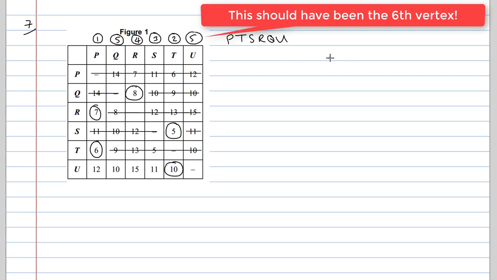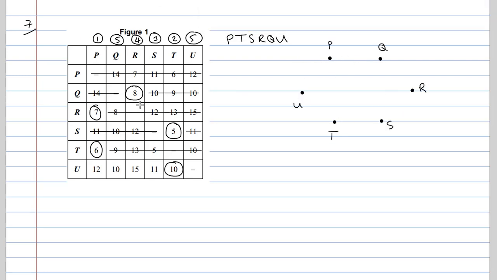So we've got 6 vertices. So we've got P joined to R and T. We've got R joined to Q. We've got T joined to S and U. And that makes up our minimum spanning tree.